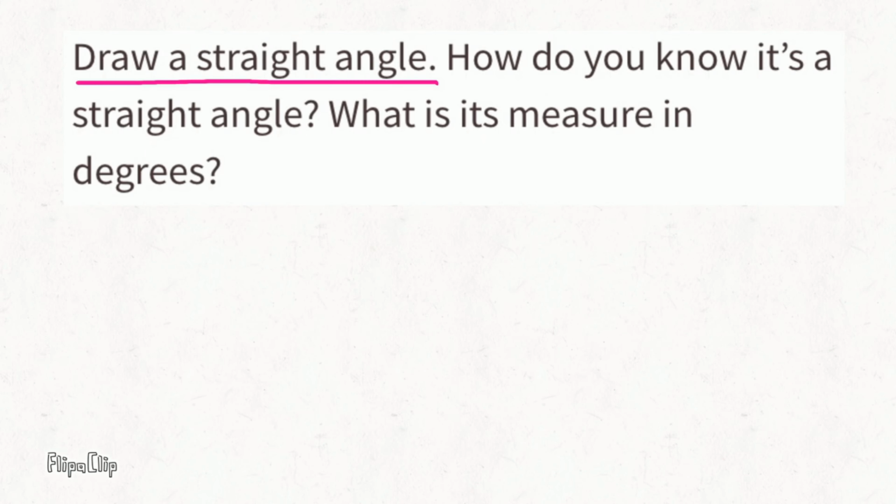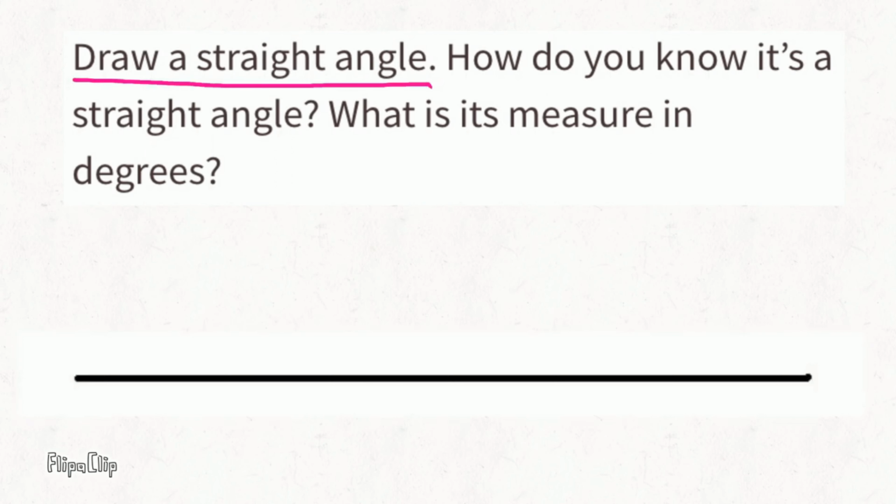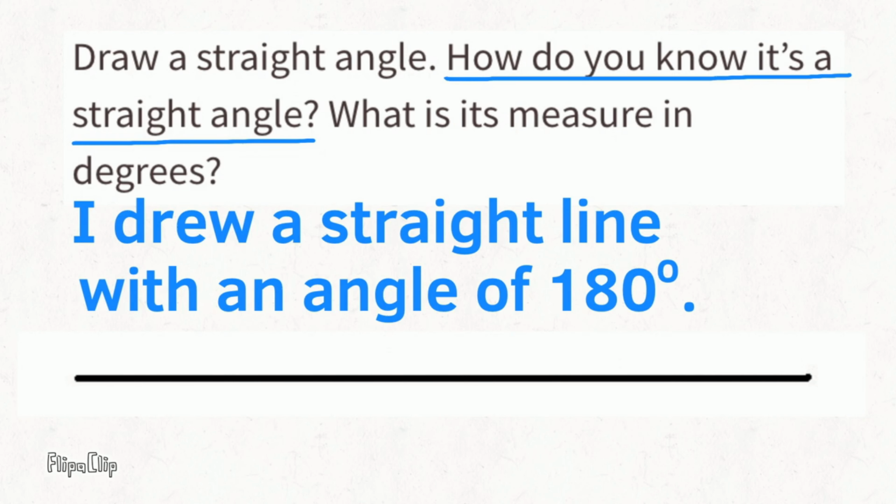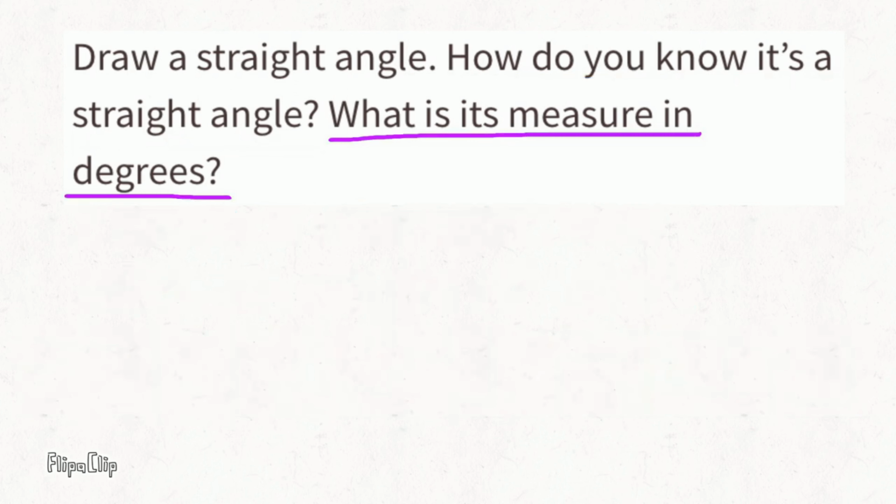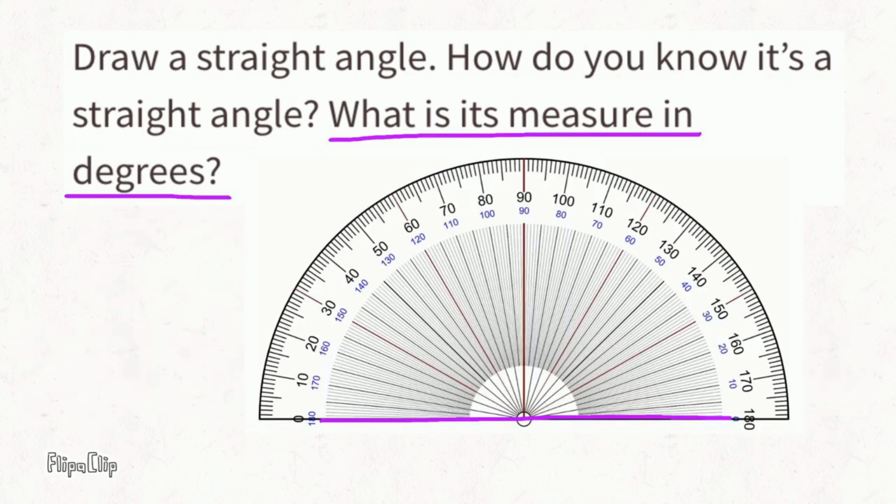Draw a straight angle. How do you know it's a straight angle? I know it's a straight angle because I drew a straight line with an angle of 180 degrees. What is its measure in degrees? Let's take a look at why a straight line is actually 180 degrees.